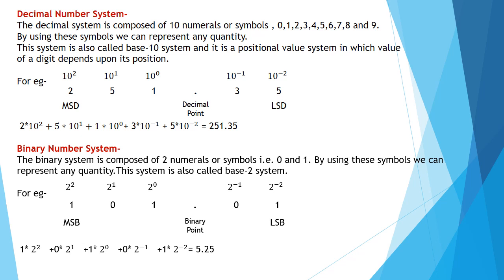Since 2 to the power 2 is 4, 4 multiplied by 1 gives 4, plus the next one gives 0, then the next one gives 1 into 2 to the power 0, that is 1 into 1, which gives 1, so 4 plus 1 will be 5. Similarly, 2 to the power minus 2 is equivalent to 1 by 4, and 1 by 4 gives you 0.25, so 5 plus 0.25 you will have 5.25. Okay, now let's move further.